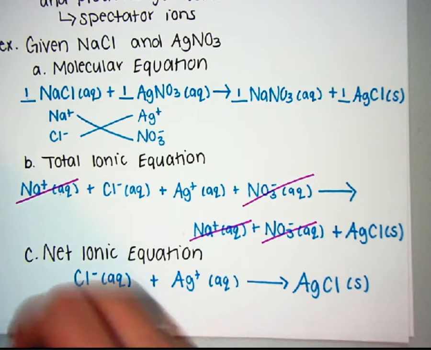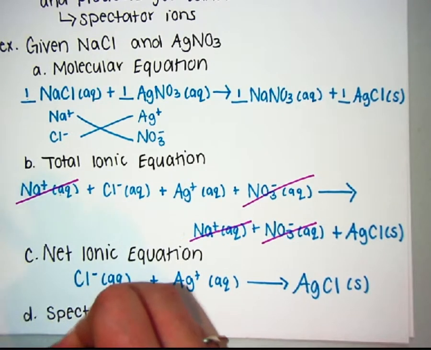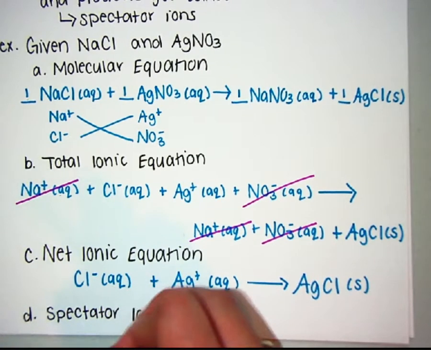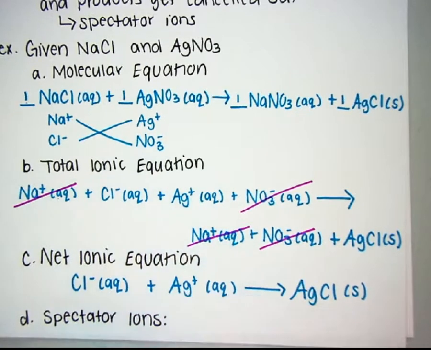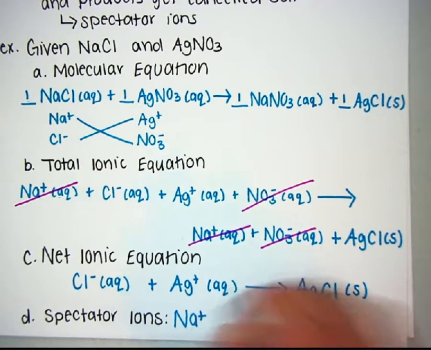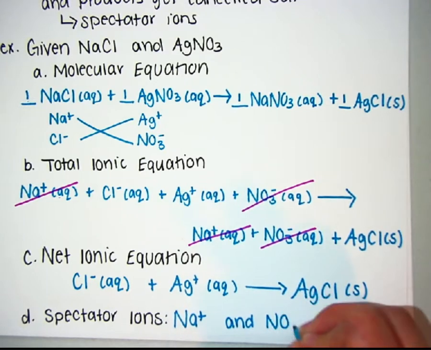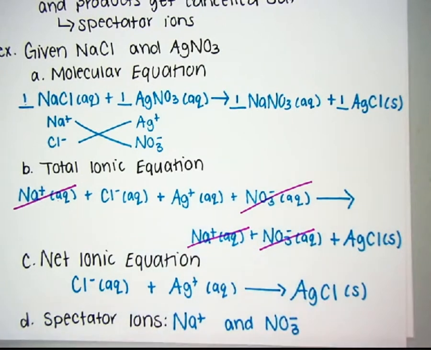Lastly, you will be asked to identify the spectator ions. Spectator ions are what got canceled out. I canceled out sodium, and I canceled out nitrate. They are spectator ions because they don't participate in the reaction. They're just watching. They're like a spectator.